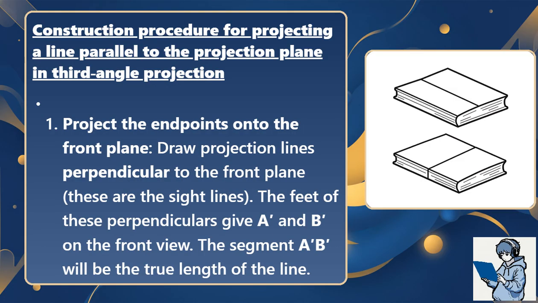Project the endpoints onto the front plane. Draw projection lines perpendicular to the front plane. These are the sight lines. The feet of these perpendiculars give a prime and B prime on the front view. The segment a prime B prime will be the true length of the line.